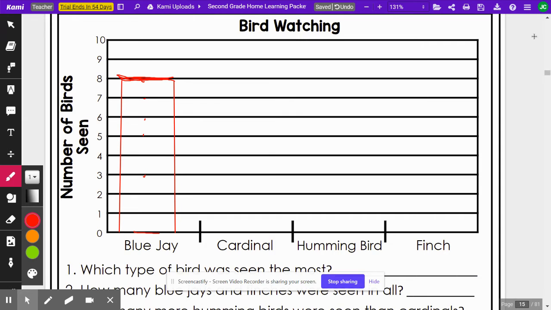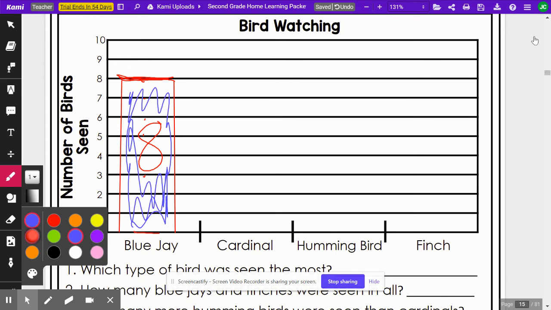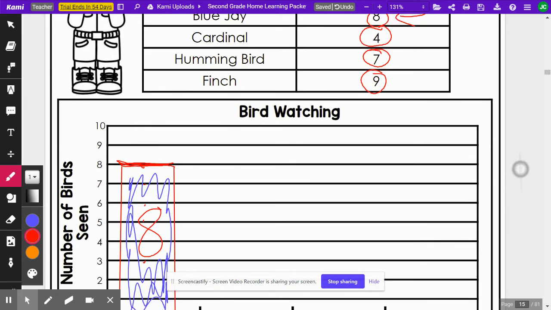There we go. Then we have, how many cardinals do we have? We have 4 cardinals. Start right here at the cardinals at 0, 1, 2, 3, 4. Right here. And cardinals, there are 4 of them, and they're red, so I'm going to color this in red.